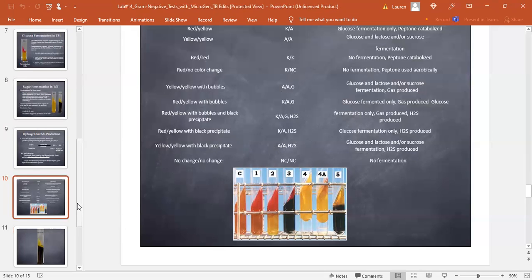And is she gonna give us the tubes? I mean, are they gonna be pictures, or are they gonna be like the real tubes that we can hold and see? They're going to be real tubes that you can hold and see.